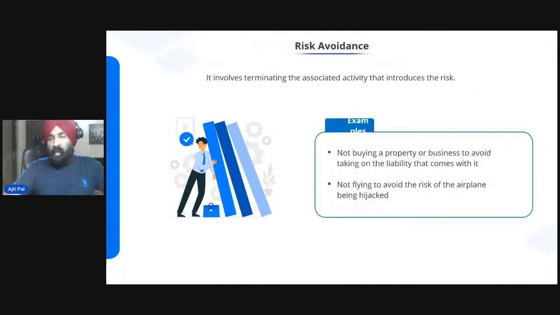Then you have risk avoidance. Just terminate the activity which gives rise to the risk. For example, Panditji has said that you may die in a plane crash. Don't fly. You may not do well in business. Don't do business, do a job. So just terminating. I'm doing a feasibility survey to start a business in some city.